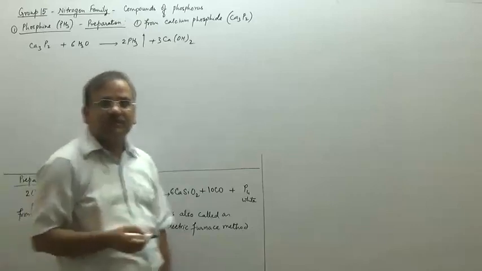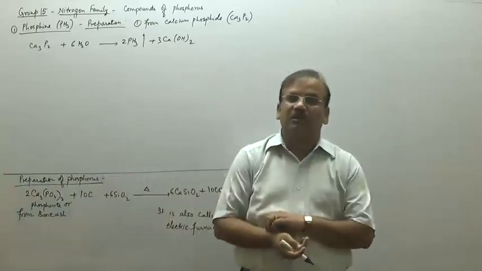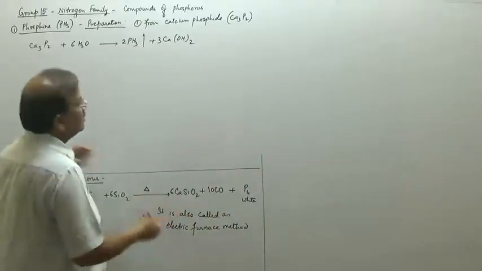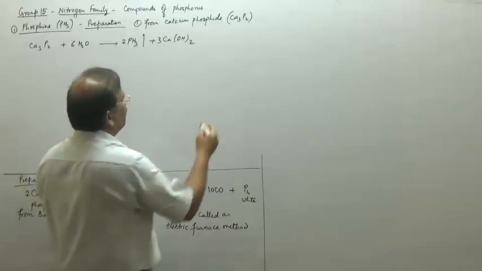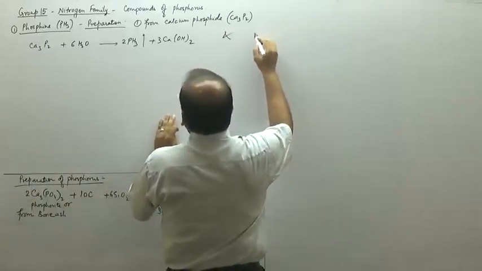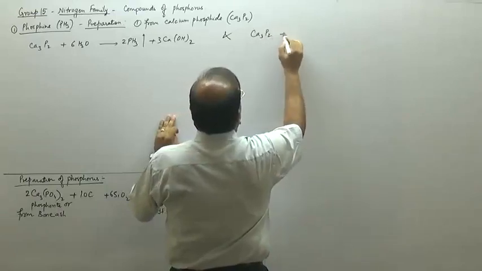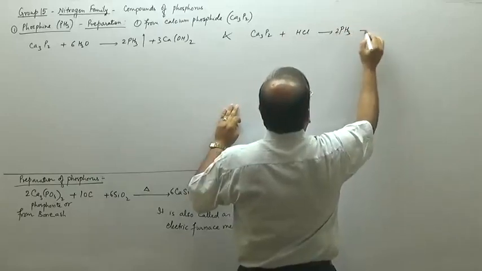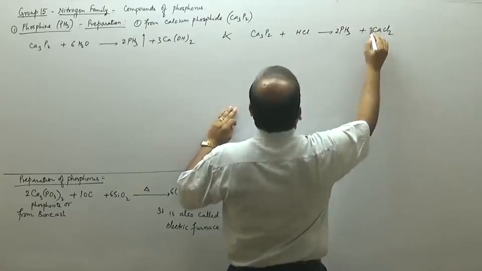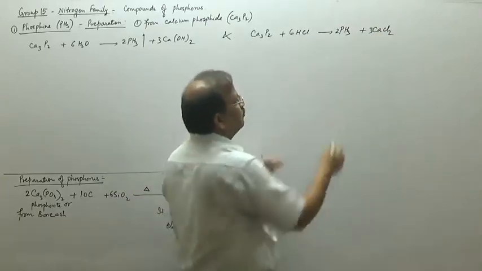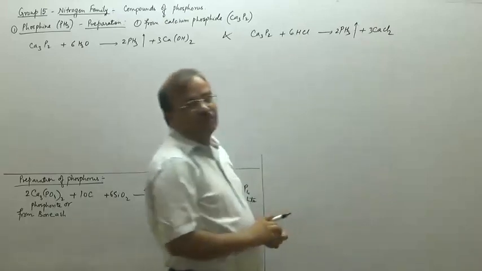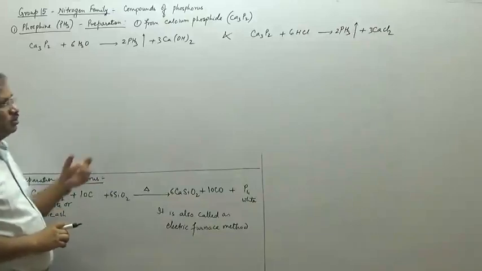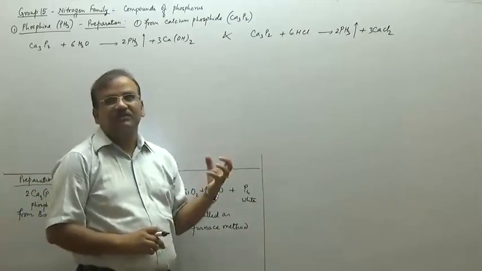Also, when calcium phosphide is treated with HCl, it can also liberate phosphine gas. So we can write that either on hydrolysis or with HCl. Another method: calcium phosphide, Ca3P2, when it reacts with HCl, gets converted into PH3 plus CaCl2. So we get phosphine liberated like that. This is the preparation of phosphine from calcium phosphide.